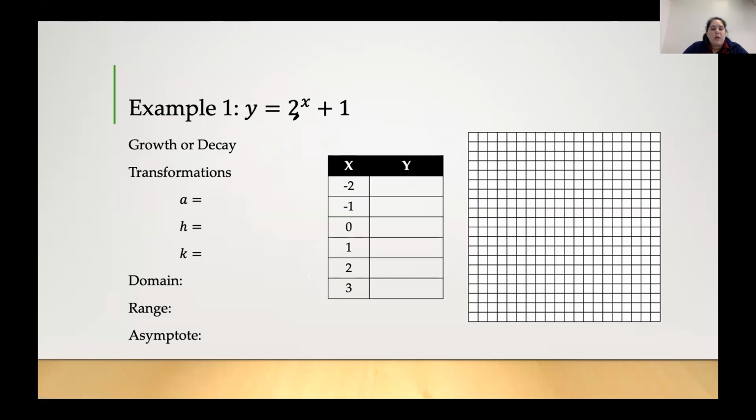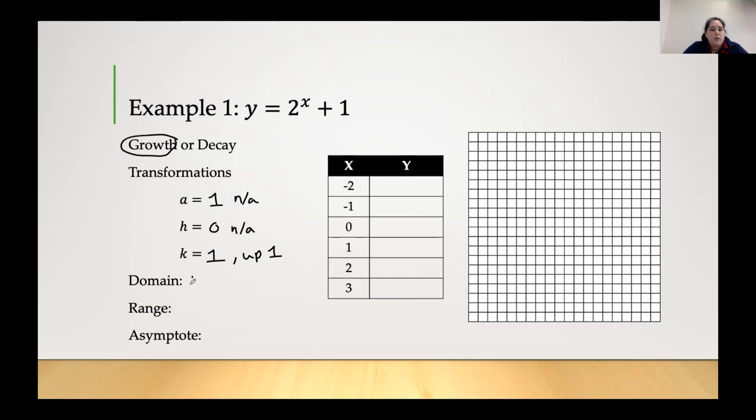So looking here, whatever is attached to the exponent is my b value. 2 is greater than 1, so this would be a growth function. My transformations, I don't see an a value, so a is 1. I don't have an h value, so h is 0. And I have +1 for k. So this means when a is 1, there's no change, so there's no transformation. H is 0, so there's no transformation. K is 1 means the graph moves up 1 unit.